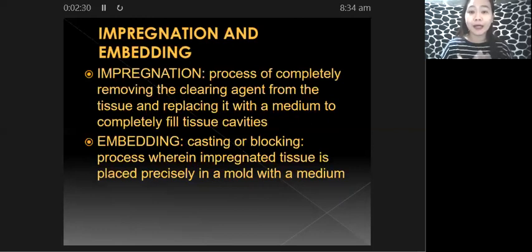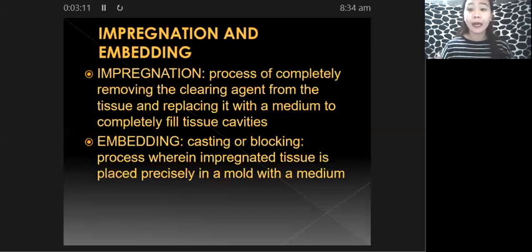Okay, so when we say impregnation, again, this is otherwise referred to as your infiltration. What is this process? This involves completely removing your clearing agent from the tissue and replacing it with a medium in order for us to completely fill the different tissue cavities, the different spaces which are present in between your cells, in between the components which are present in your extracellular matrix. So that is impregnation or infiltration.